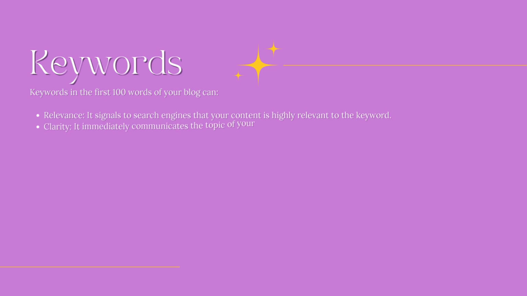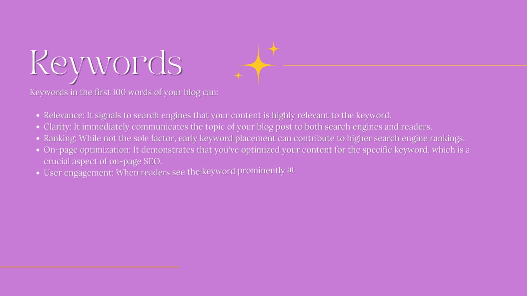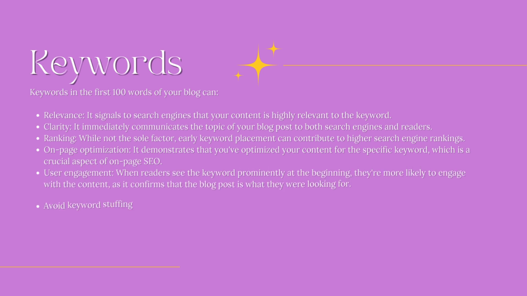The first thing we want to touch on is keywords. So you want to choose one specific target keyword that you're going after, that you want this blog to rank for. By incorporating this in the first 100 words, it shows relevance, clarity. It's telling the search engine, this is exactly what we're going to be talking about. You want to be clear and you don't want to stray from the topic.